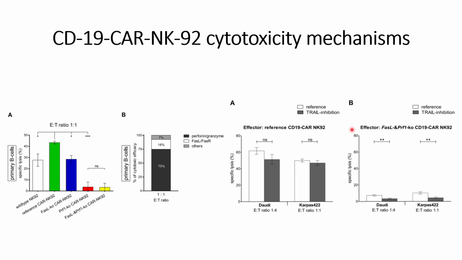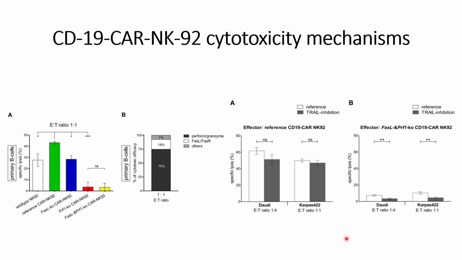However, when they used the dual knockout, the FasL and perforin 1 knockout in the CD19-CAR-NK92, they saw a decrease in the cytotoxicity. Although the decrease is subtle, it is statistically significant for both the effector to target ratio of 1:4 in the Daudi cells and the ratio of 1:1 in the CARpus 422 cells, indicating that the TRAIL pathway might also have a role in the cytotoxicity by CD19-CAR-NK92 against target cells that express CD19.